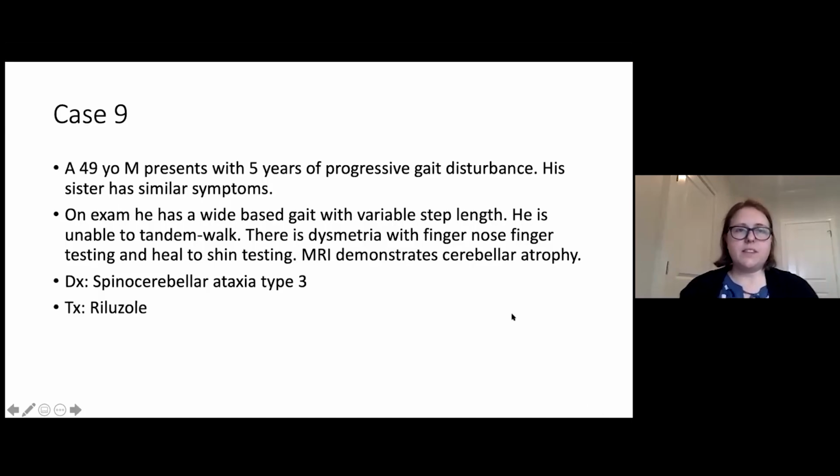Okay, so this brings us to case 9. Case 9 is a 59-year-old male who presents with 5 years of progressive gait disturbance. He has a sister with similar symptoms. On exam, he has a wide-based gait with variable step length. He's unable to tandem walk, and there is dysmetria with finger-nose-finger testing and heel-to-shin testing. His MRI demonstrates cerebellar atrophy. After genetic testing, he's diagnosed with spinocerebellar ataxia type 3 and treated with riluzole.